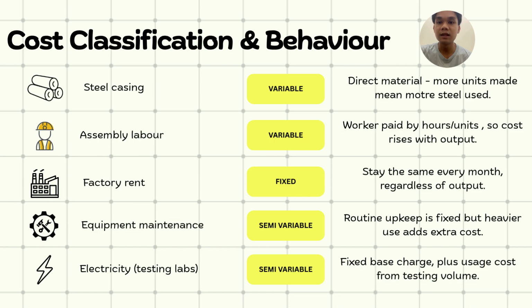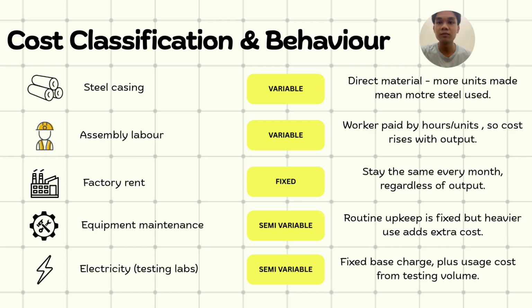Same with assembly labor, since workers are paid based on unit assembly, so it also rises with output. Factory rent is different. It's a fixed cost. No matter how many units Innotech produces, the rent for the factory stays the same every month. So this one doesn't change with production at all.